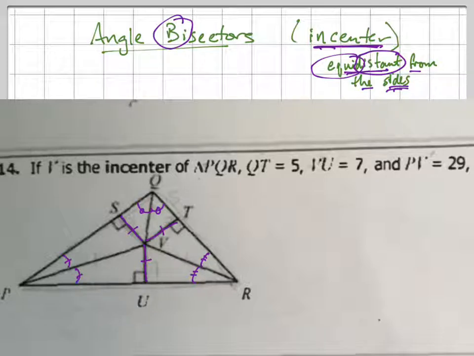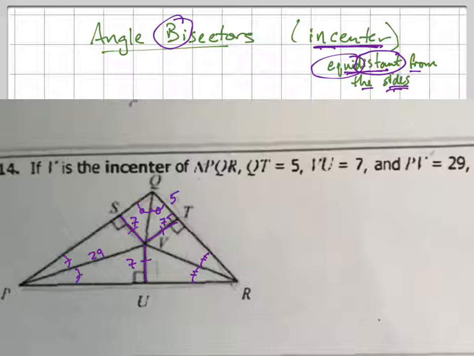So now let's put our values in and see what we can do. QT is 5. VU is 7. So we know all of those are 7, 7, and 7, because those are all equal to each other. And PV is 29. So let's find everything that we can find here.